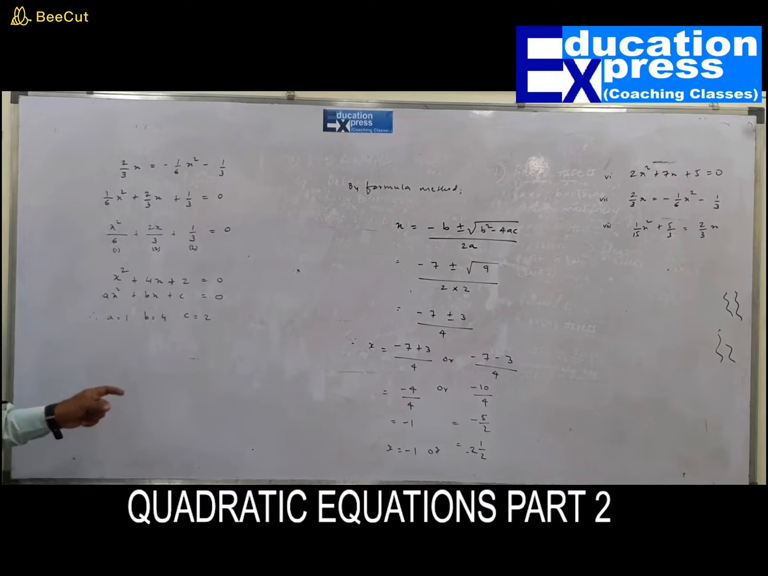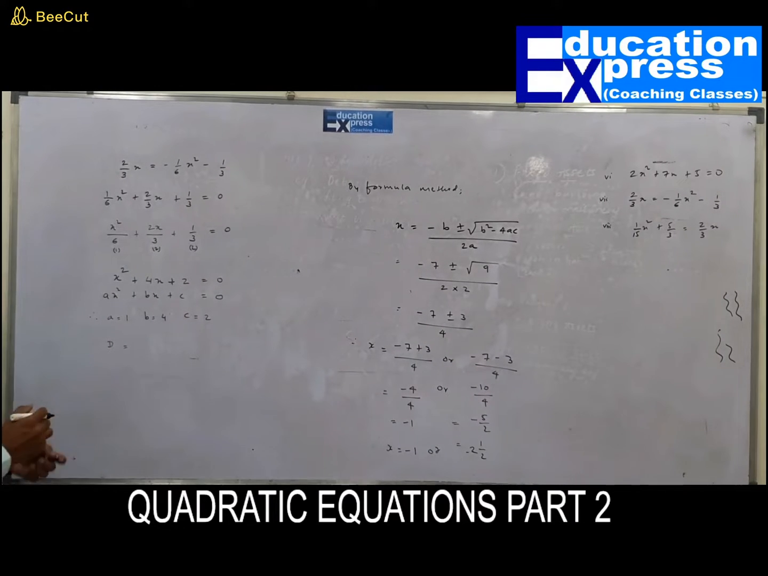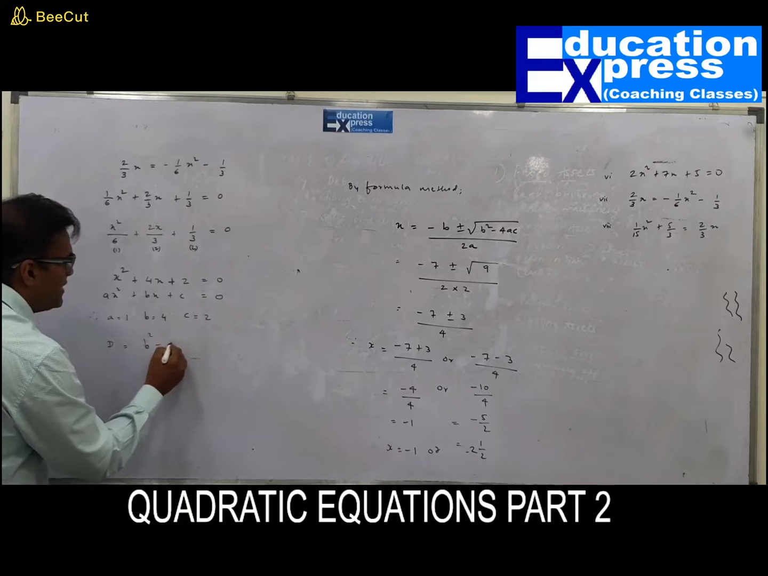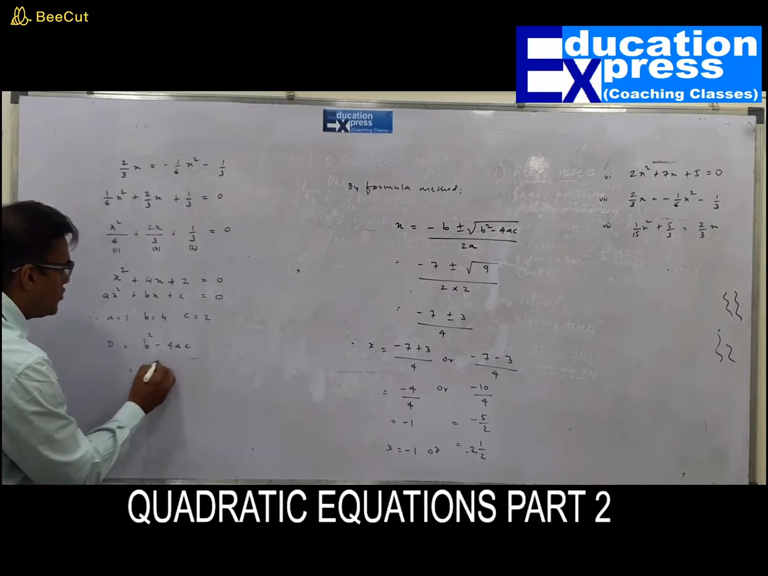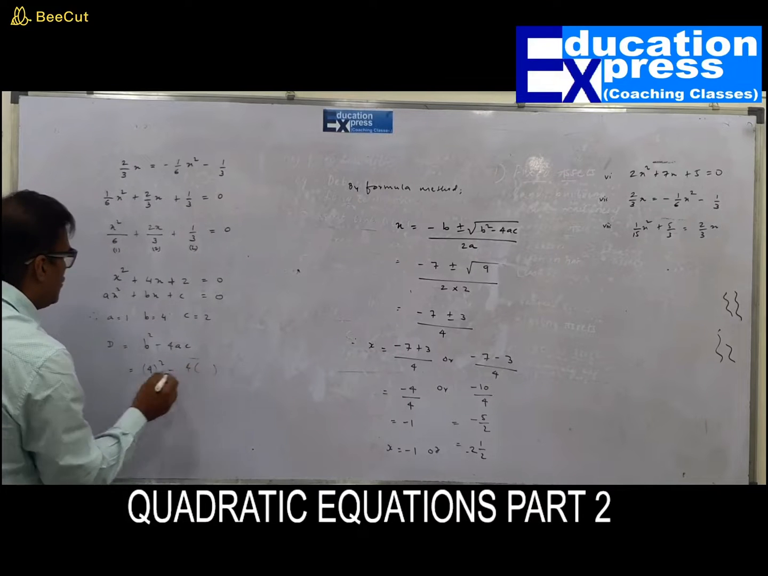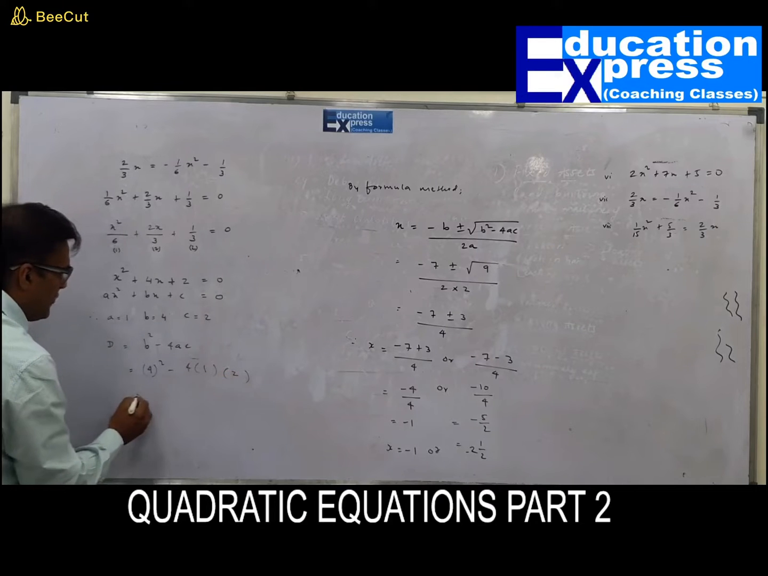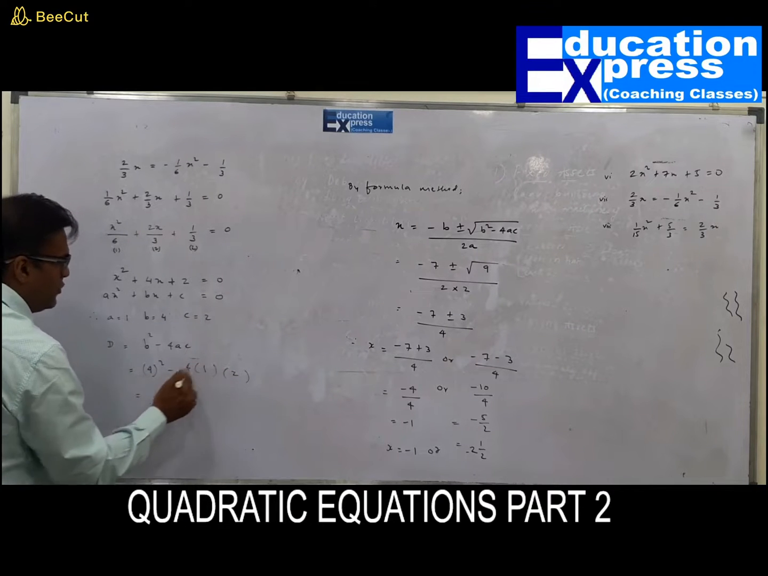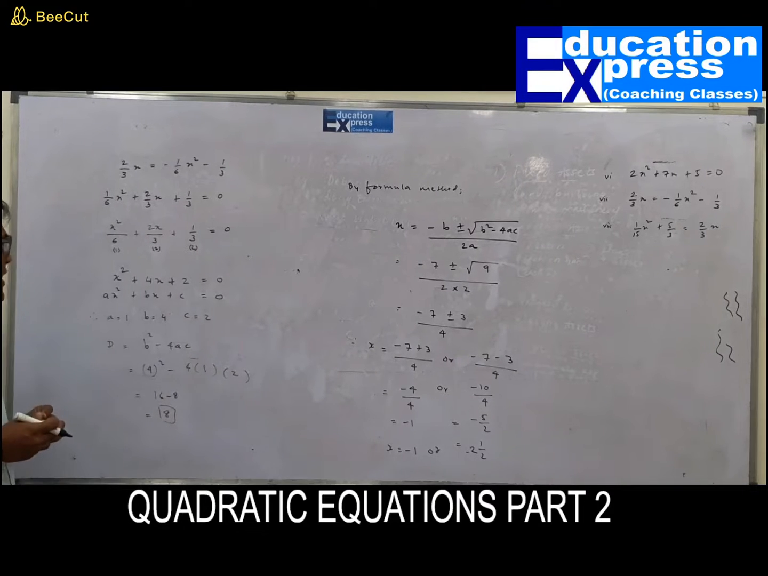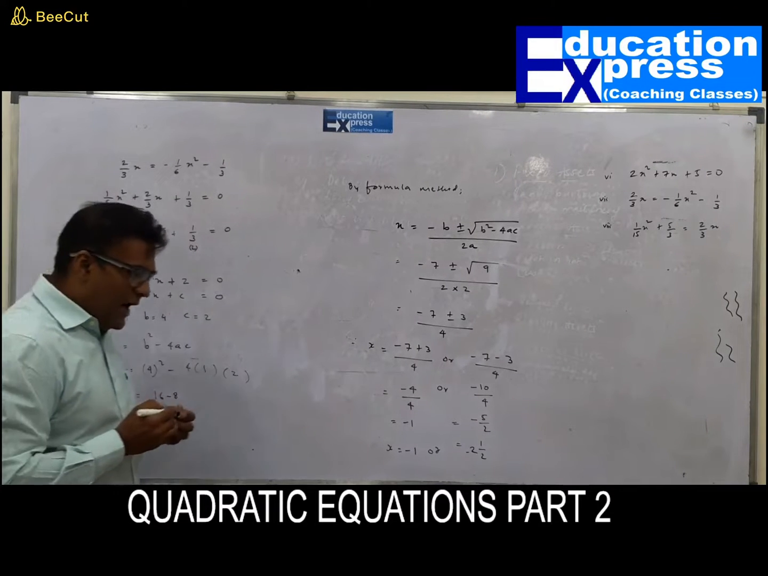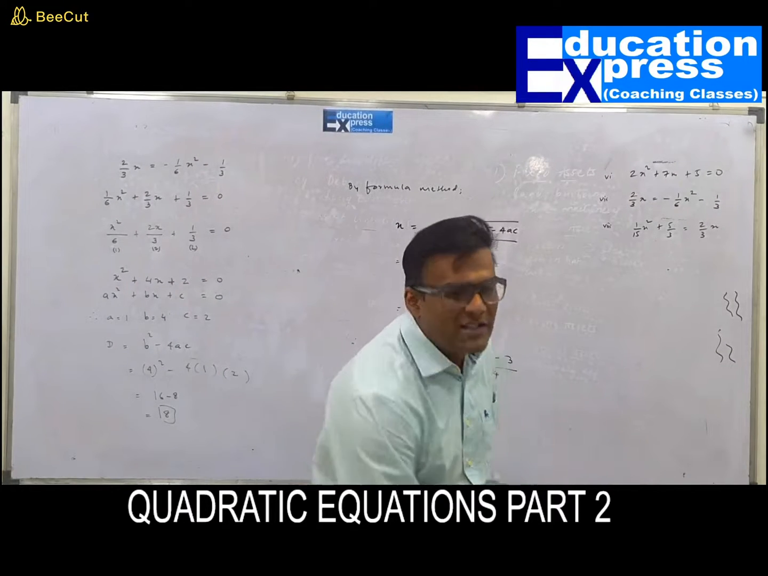Since I have the values of a, b and c, we can find the value of discriminant. The value of discriminant is nothing but b square minus 4ac. What is the value of b? 4. 4 square minus 4 into a. Value of a is 1. What about the value of c? 2. 16 minus 4 2s are 8. Finally, the value of D is 8. Since I have the values of a, b, c, I also have the value of discriminant D.